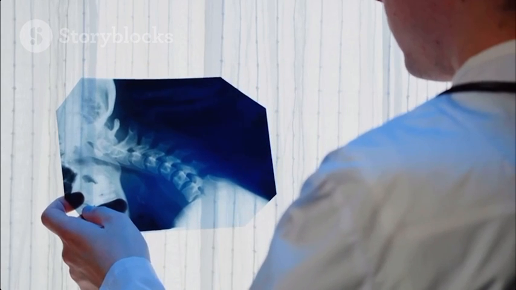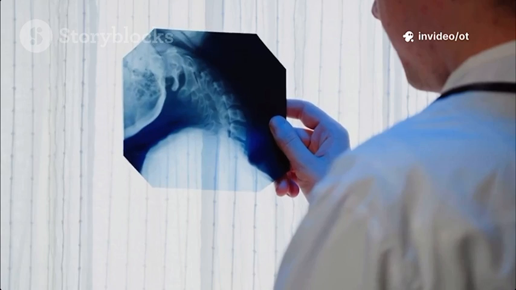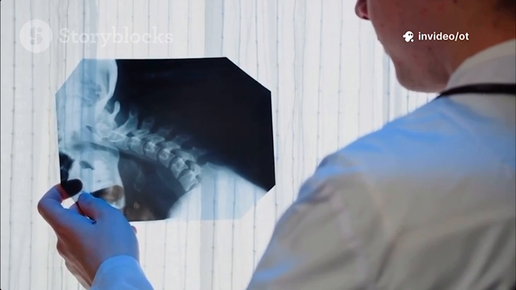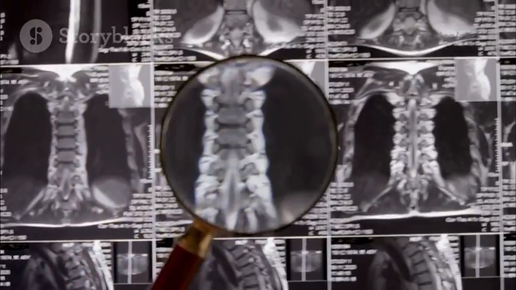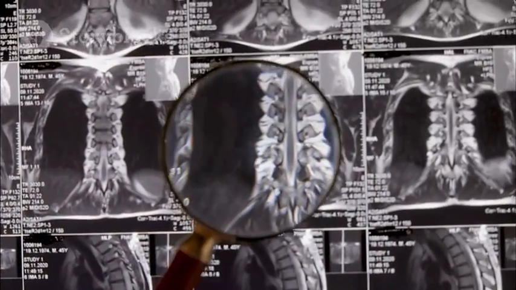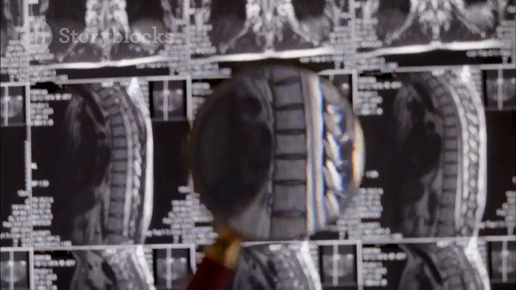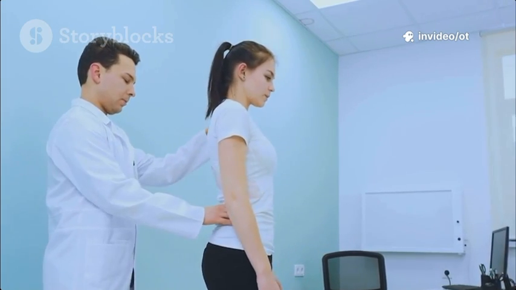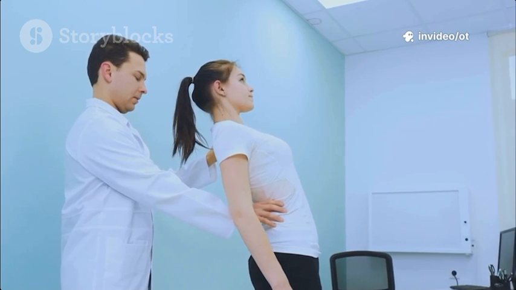C3 through C7 resemble other vertebrae yet preserve wide motion in flexion, extension, side bending, and rotation. Critical nerve roots exit between these vertebrae, forming the brachial plexus to power and sense the entire upper limb. A delicate balance of mobility and stability enables head control and arm function.